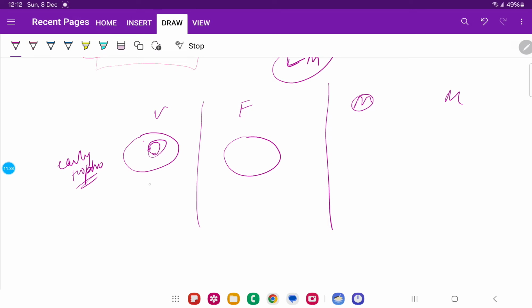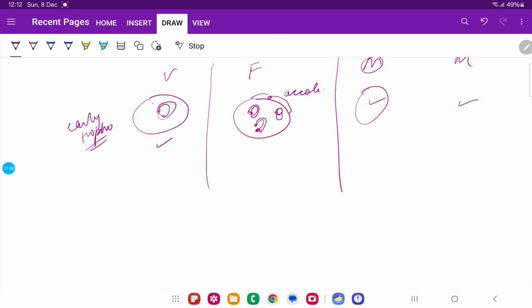In vivax only a single ring form is there. Here in falciparum multiple ring forms will be there, and there will be double dot forms also, and this one is called an accole form. Here also ring forms are seen, same as vivax.